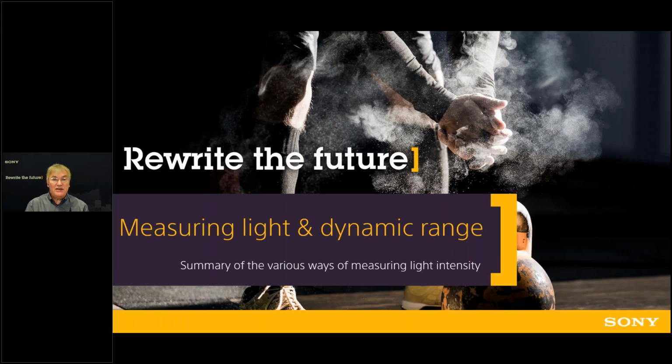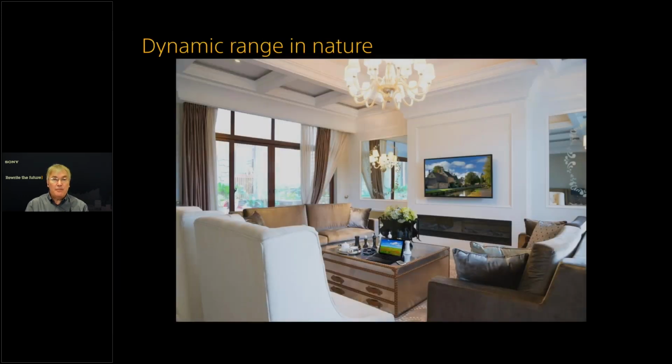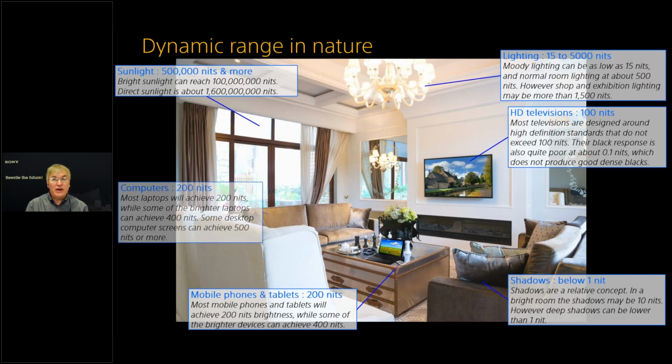So, measuring light and dynamic range. One of the most common ways of measuring brightness in a scene, certainly when we're talking about dynamic range, is the nit. Now there are several ways of measuring light, but the nit is probably the most popular when we're talking about dynamic range. Sunlight gives us billions of nits of brightness. Up here you can see.